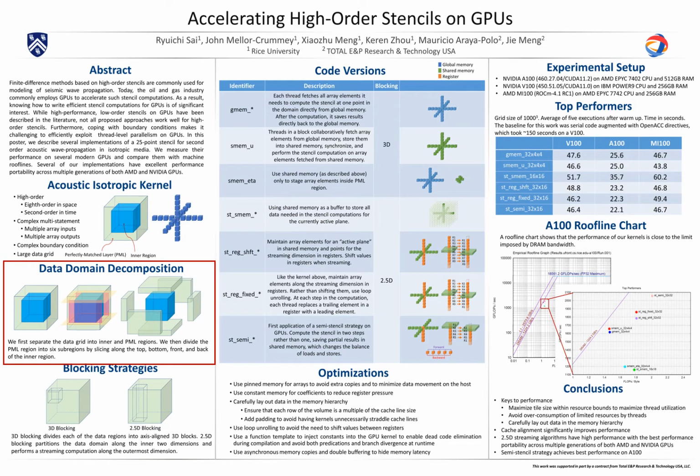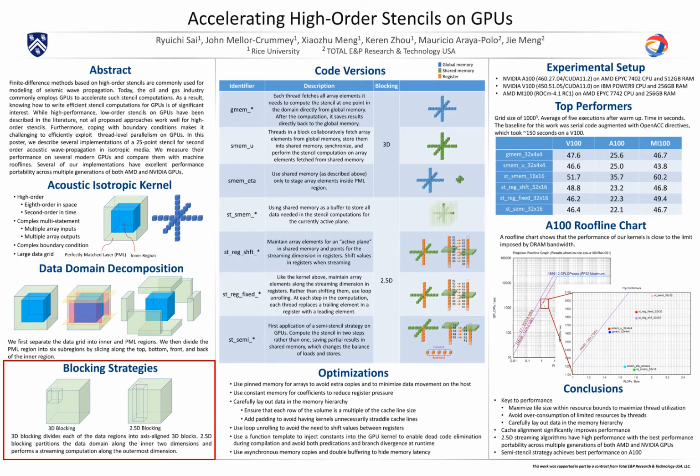The data domain for the computation consists of an inner region surrounded by a perfectly matched boundary layer known as the PML region. The computations in the two regions are different. So to avoid branch divergence on a GPU, we decompose the domain into 7 rectangular slabs that each contain points from a single region. The 7 slabs are the inner region, along with PML slabs with 6 subregions.